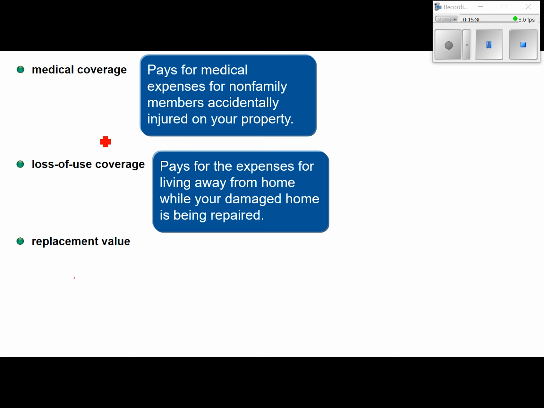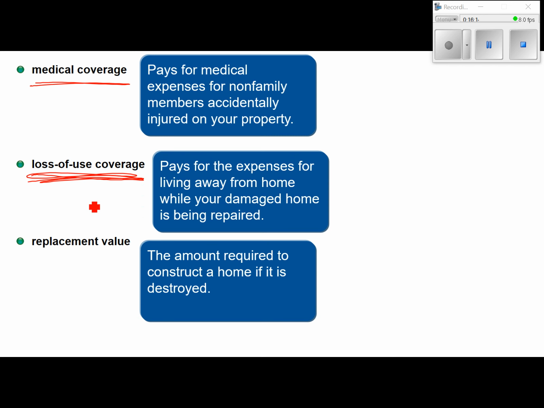Loss of use coverage pays for expenses for living away from home. So if your house is partially burned down and you can't live there, or like when we had the tornadoes come through, if it gets partially blown down and you can't live there, you have this loss of use coverage, then it will cover you living somewhere else, renting another house, or living in a hotel or motel for that amount of time while your house is being repaired. But this is all stuff you gotta know when you get homeowners coverage. Do you have these different things in there to make sure that you're covered?